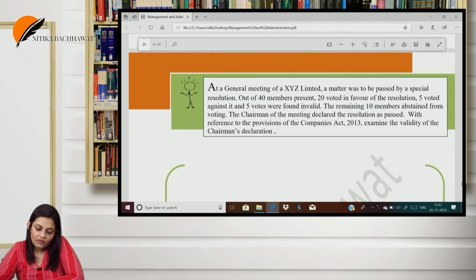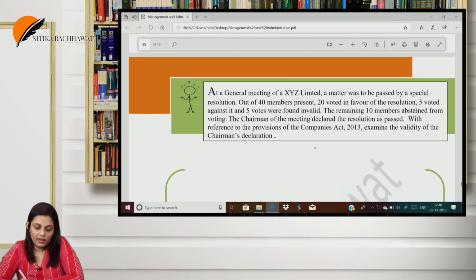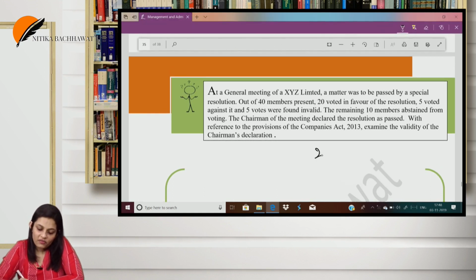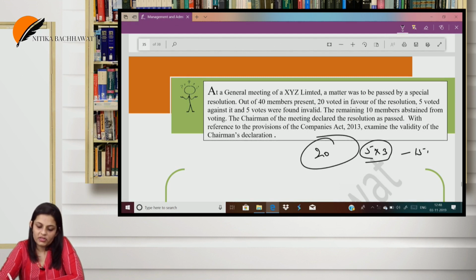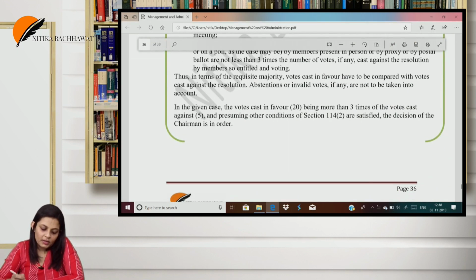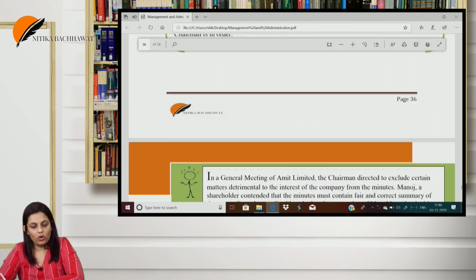At the general meeting of XYZ Limited, a matter was to be passed by a special resolution. Out of 40 members present, 20 voted in favor, 5 voted against, and 5 votes were found invalid. The remaining 10 members abstained. See, simple. Who have not voted, we don't take them. What is in favor? 20. What is against? 5. The votes in favor should be at least 3 times the votes against. What is 3 times the votes against? 15. More than that? Yes. Special resolution is passed? Yes. Thus, the decision of the chairman is in order.